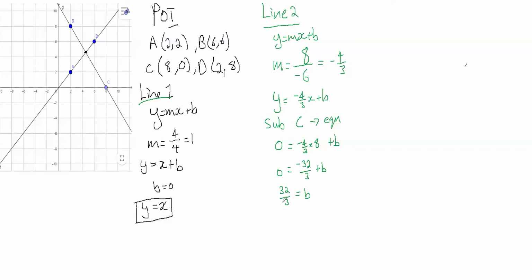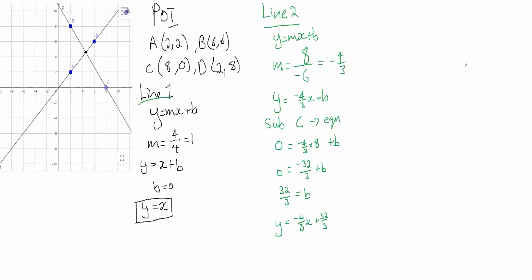Obviously, you shouldn't have done that from the graph because you can't do it from the graph. It looks like it could be 11, roughly. If this was 33 on 3, it would be 11, so it's probably close to 11, which is what the graph seems to point out. But it's not exactly 11, so you've got to be careful there. So you end up with y equals negative 4 on 3 x plus 32 on 3.